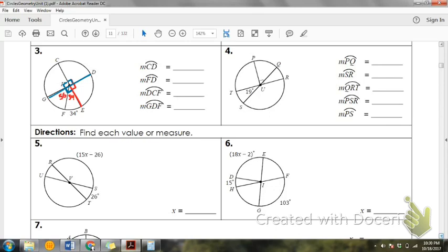Alright, so let's figure out what we can write in then. Measure of arc CD, well, it's going to be 90. Measure of arc FD. Okay, so I'm going to go from F to D. So that's the 90 here plus the 34.